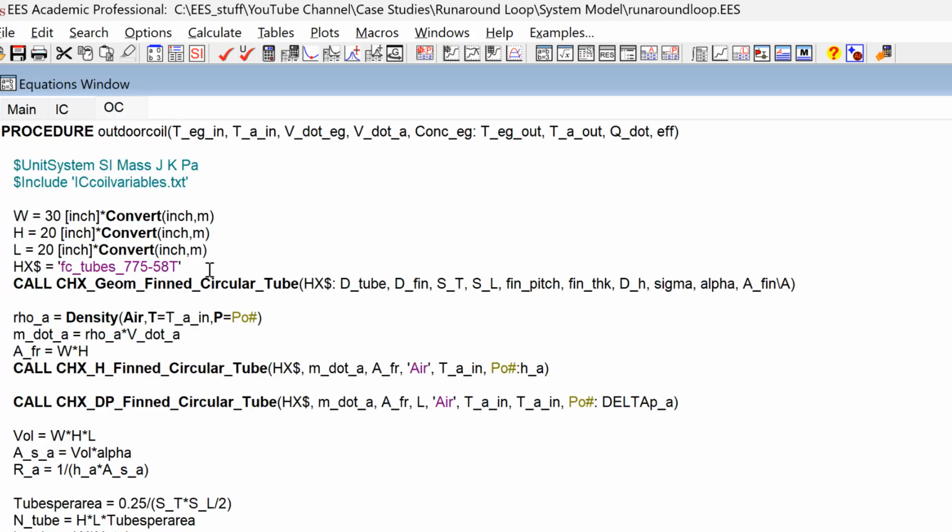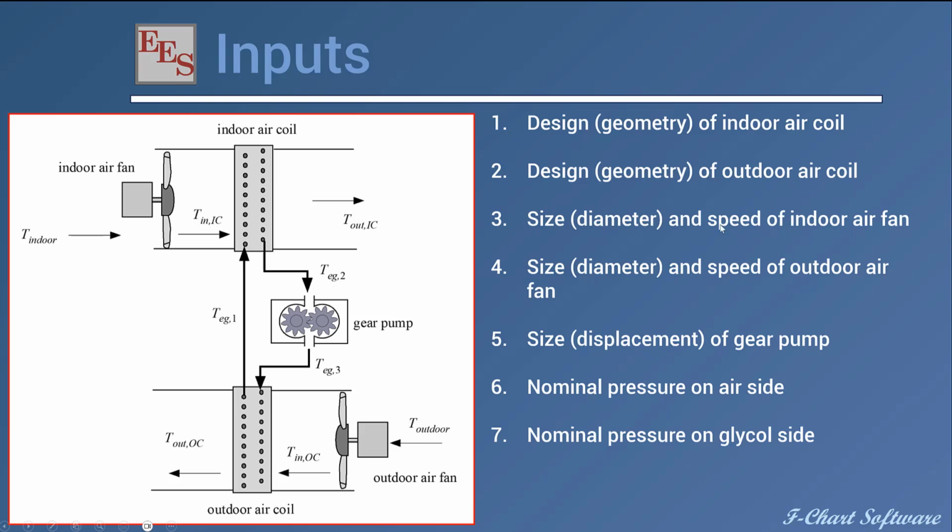And then if I click on the outdoor air coil tab, I have the same thing. These might be different, but during the simulation at least they're going to be fixed parameters. So those are these first two things. The size and speed of these two fans are going to be fixed, so they're going to be flipped on, and they have a certain diameter and a certain speed, and I'm not going to change those. And then the size of the gear pump will be fixed, so that's basically the displacement of the gear pump. And then I'm just going to assume atmospheric pressure on the air side. The pressure will go up and down slightly as it goes across the fan and the coil, and then some nominal pressure on the glycol side.